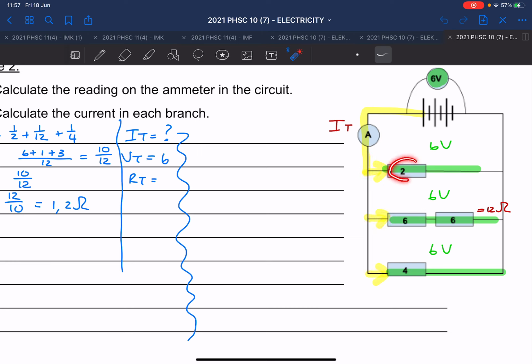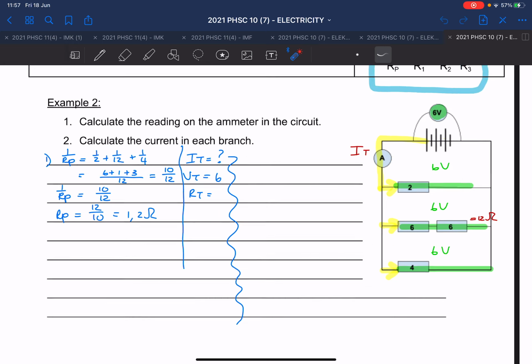The first branch has a 2 ohm resistor. The second one has 2 6 ohm resistors, so together that gives you 12. And the third branch has a 4 ohm resistor. Because they are in parallel, each branch gets 6 volts, 6 volts, 6 volts. Okay, so because the total volts is 6, each branch gets 6 volts.